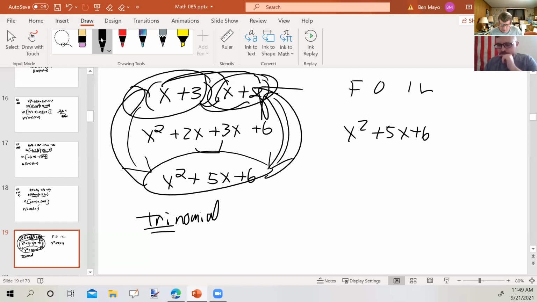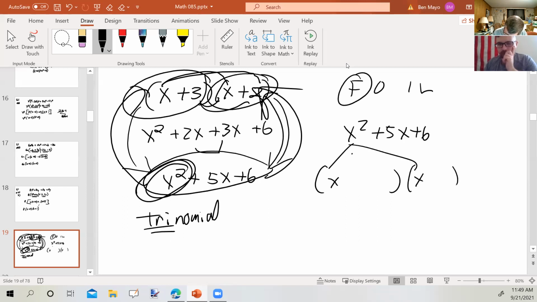Okay, now, obviously the answer is x plus 3 times x plus 2 because it's right in front of us, but the next ones, we aren't going to have the answer ahead of time. So let's look at the process. Where did this come from? That came from the first, right? So going backwards, this would go there.